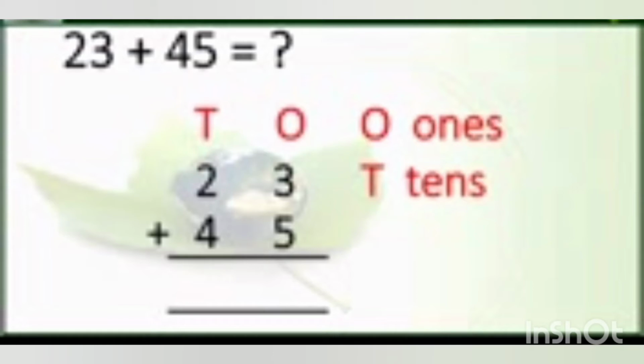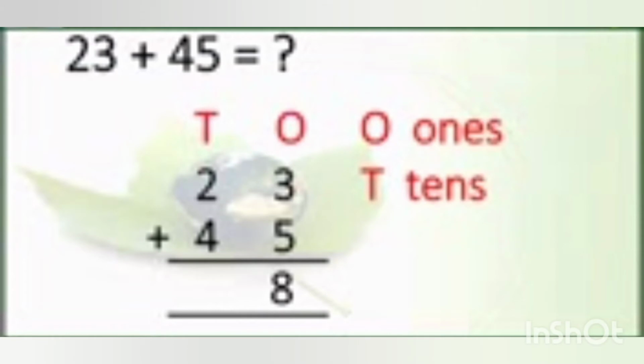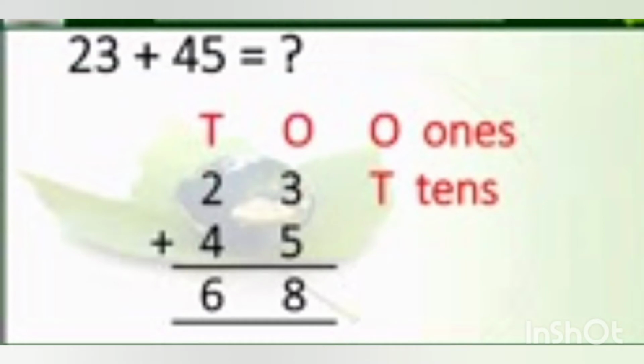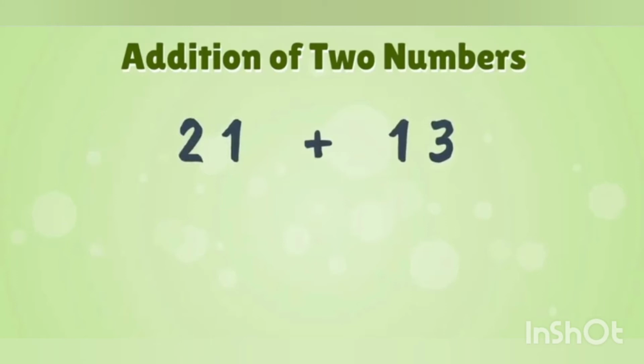So, when we are adding 23 plus 45, what will come? First, we will add the numbers in the first column, that is 5 plus 3. So, the answer is 8. Then, the numbers in the second column, 4 plus 2, that will be 6. So, by adding 23 plus 45, the sum we are getting is equal to 68.